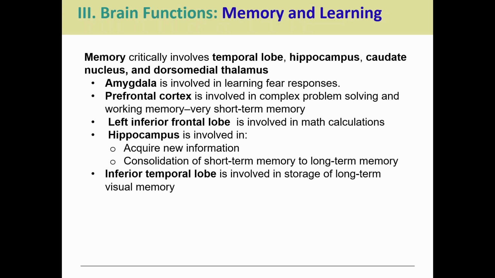The left inferior frontal lobe is going to be for math, and then semantic memory, and then the hippocampus will be for new information, and then making the transfer from short term to long term. And then the temporal lobe is going to be for long-term visual memory.